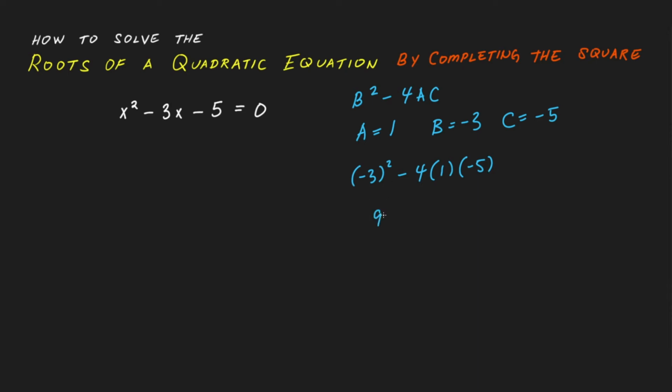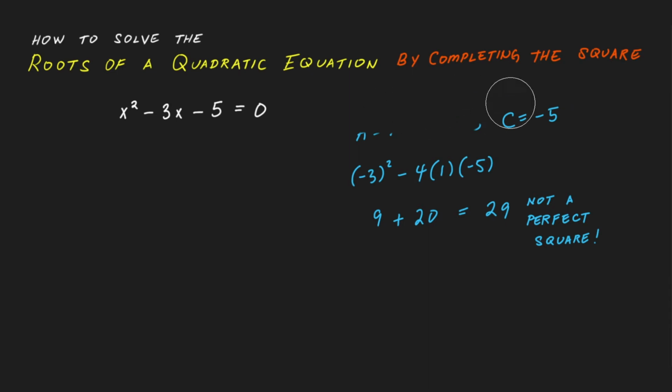We have here negative 3 squared. That's just going to be a 9. And then we have negative 4 times 1 times negative 5, so that's going to become a positive 20. Altogether, they become 29. No, this is not a perfect square. Therefore, the quadratic that we have right here is not factorable. Not factorable.